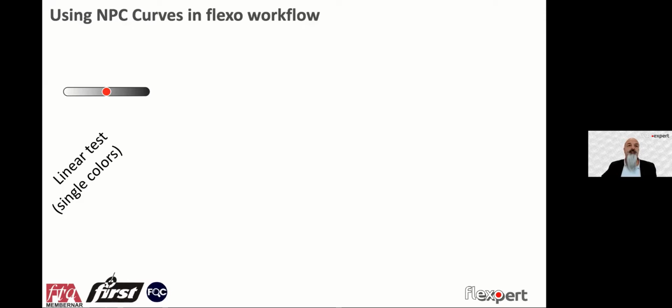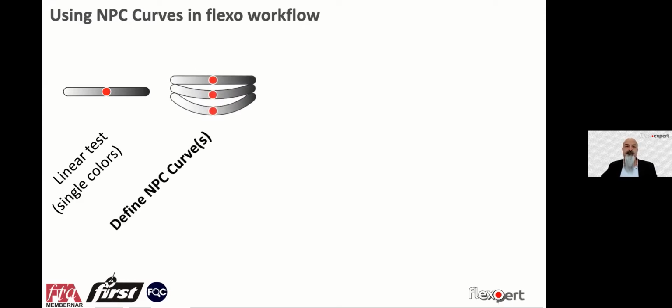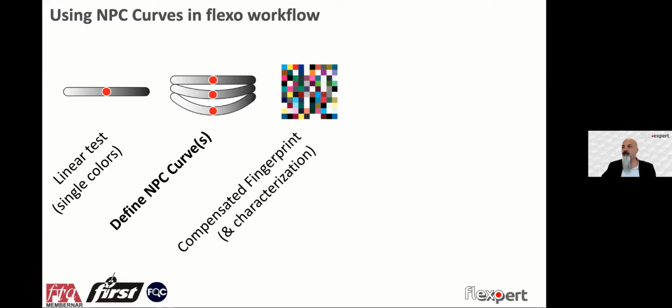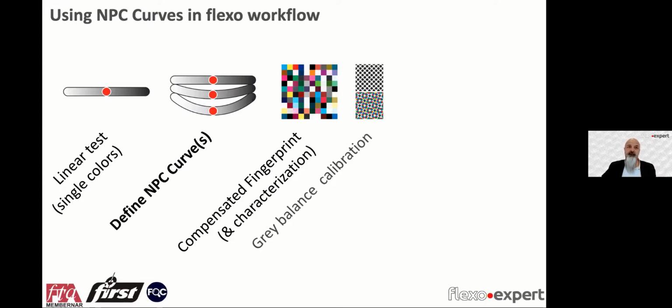Okay, so we define the appropriate NPC curve, and then I will show you also some screenshots on how we do that, and we output a compensated fingerprint. Remember, always print compensated fingerprint test forms. Don't print linear fingerprints, please. That could also include a color target for characterization or elements to calibrate in gray balance.